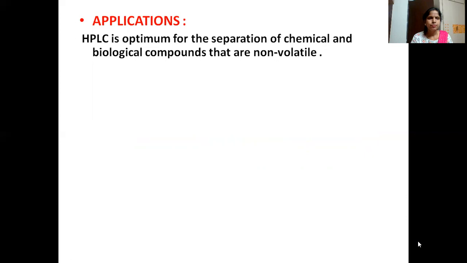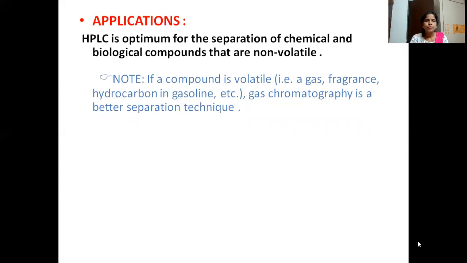Now let us look at the applications. Very useful applications are there for HPLC. It is used for separation of chemical and biological compounds that are non-volatile. If we have volatile components, it is better to use gas chromatography. If a compound is volatile, such as gas, fragrance, or hydrocarbons in gasoline, gas chromatography is better.